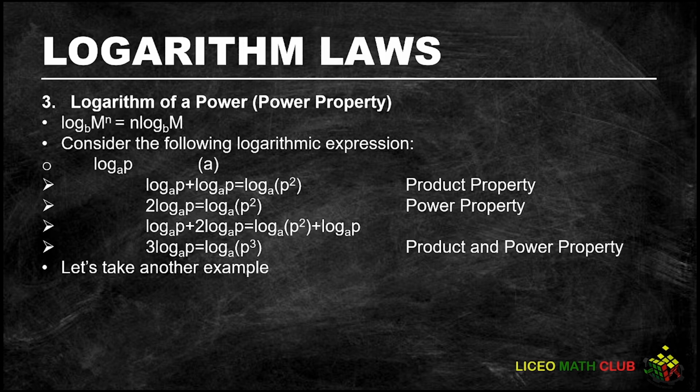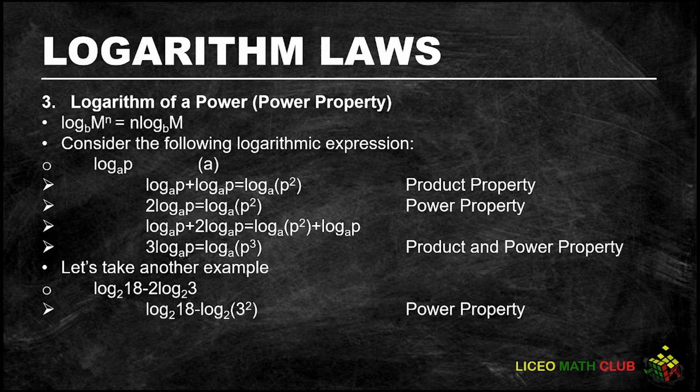Let's use the power property in evaluating logarithms. Here we have log base 2 of 18 minus 2 log base 2 of 3. We can transform this into log base 2 of 18 minus log base 2 of 3 squared, or 9. Then, using the quotient property, we will have log base 2 of 18 over 9, or log base 2 of 2, which is then equal to 1.